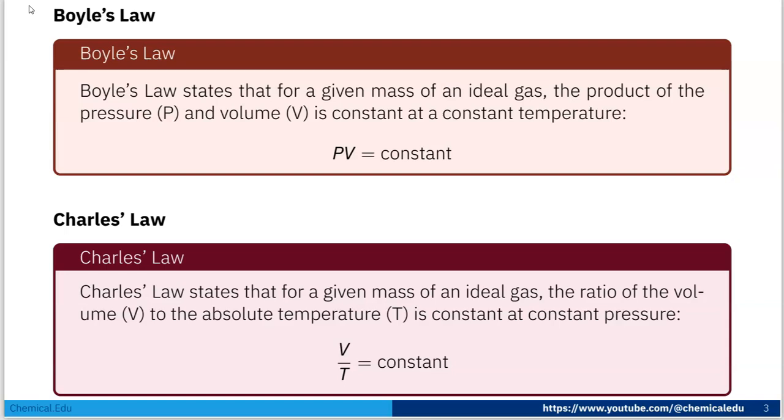Now Charles' law. Charles' law states that for a given mass of an ideal gas, the ratio of the volume to the absolute temperature T is constant at a constant pressure. So V by T is equal to constant.